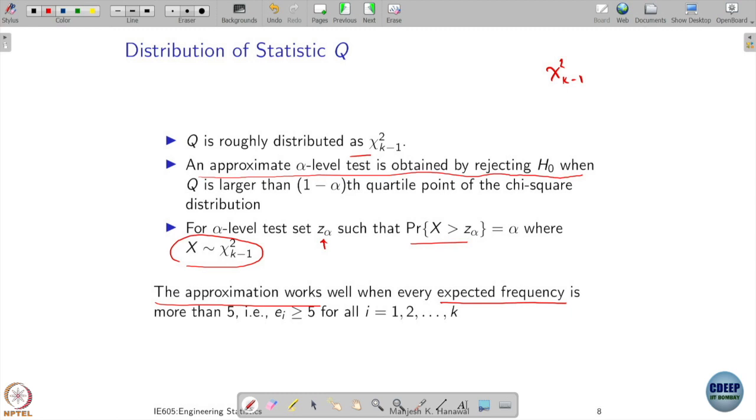Like for example, we said that E_i is going to be n into the probability that your random variable takes value i, right? So whatever this is, this is like theta_i. This is known under your null hypothesis. If your n is such that it makes your E_i larger than 5, then this is a very good approximation.